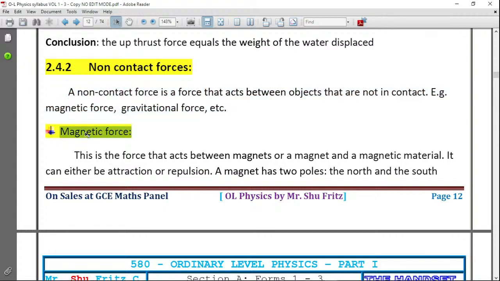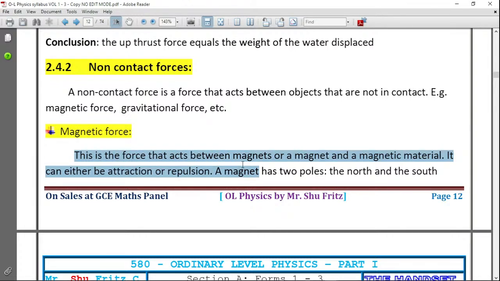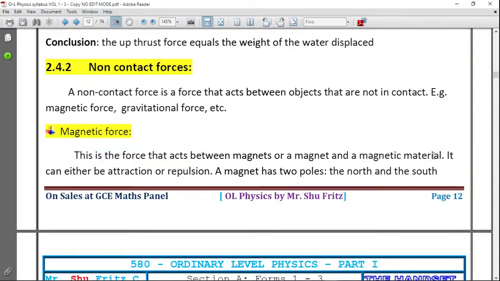Magnetic force is one of the first examples of non-contact forces. This is the force that acts between a magnet and a magnetic material. So the force that acts between a magnet and a magnetic material is what you call the magnetic force. It can also act between a magnet and a magnet, but it cannot act between a magnet and a non-magnetic material.